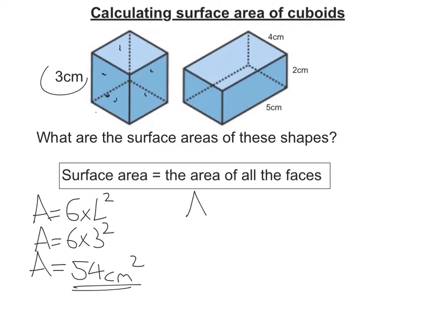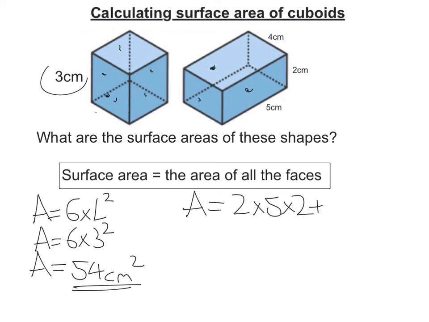Now, slightly different for a cuboid because the sides are different. What I do have is I have the 2 sides here that are the same. Okay, so that's going to be 2 lots of 5 times 2. Remember that to find the area of a rectangle is length times base.